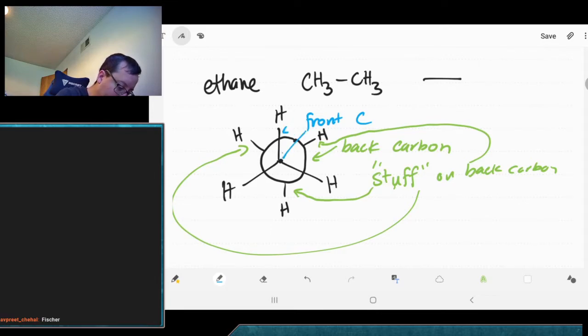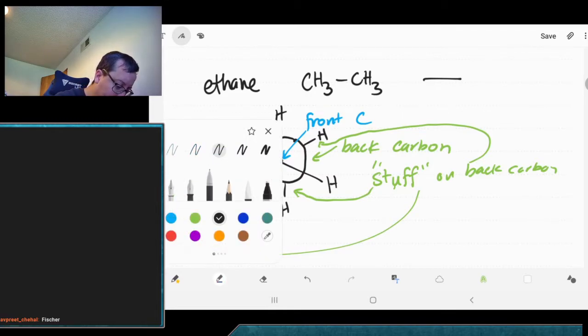Oh no, that's our front carbon. The stuff on our front carbon, I'm gonna have so many arrows here, I apologize. Those major lines, I have an idea. Let's reverse all this stuff. Okay, I can work with this.